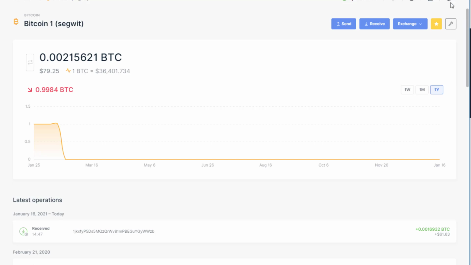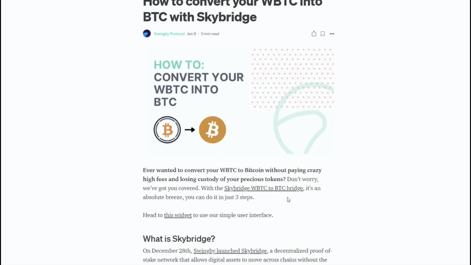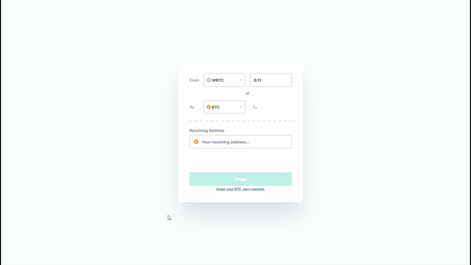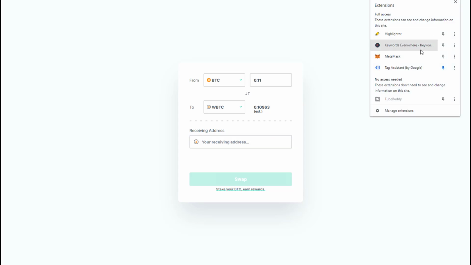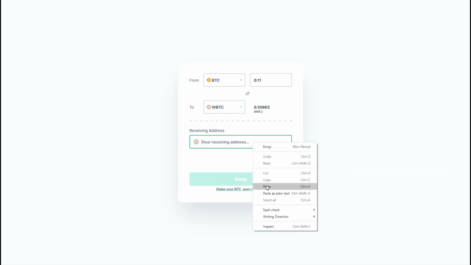Just some proof that I did receive the BTC. And of course, here is the completed swap in the Swingby Explorer. Now, because it does take a little bit of time, I won't show you the reverse, but it's exactly the same process. You would come here, you would go to the Skybridge. Here, you would just pick BTC, and then you would put in the amount of BTC that you're going to want to swap. Here you get to see the amount that you would get. Then you would put your receiving address. And this time I would put my WBTC address, which is this one here.